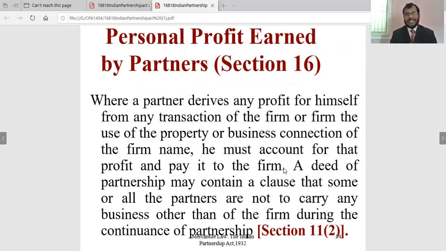Okay, then we will see this part, that is personal profit earned by the partner. Where a partner derives any profit for himself from any transaction of the firm or from the use of property or business connection of the firm's name, he must account for that profit and pay it to the firm. A deed of partnership may contain a clause that some or all partners are not to carry on any business other than that of the firm during the continuance of the partnership. Section 11, clause 2 of the Indian Partnership Act deals with that.